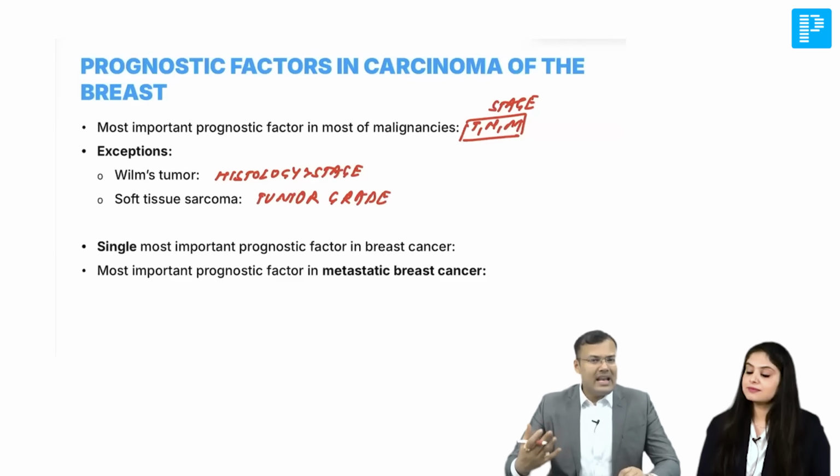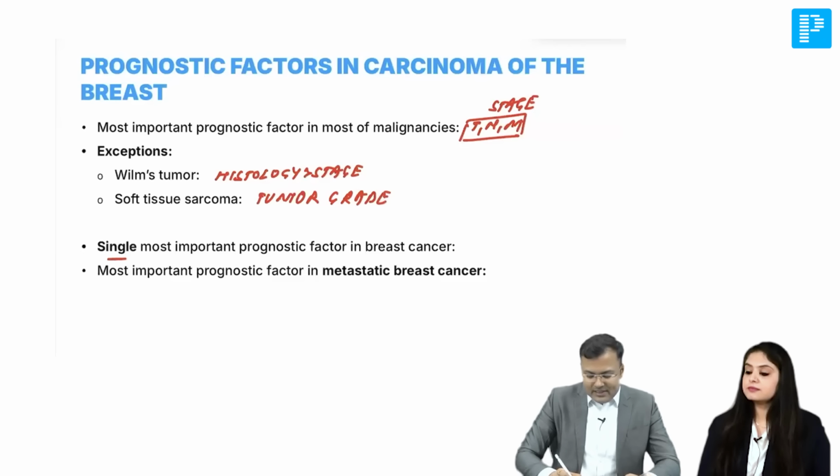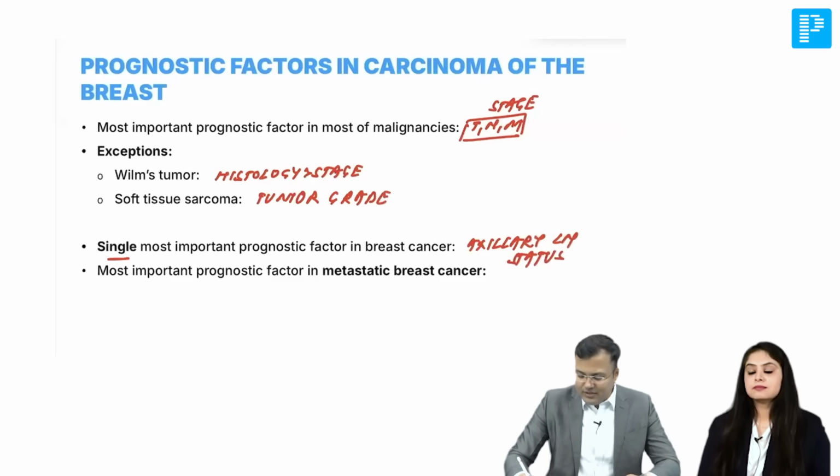You know, in adenocarcinomas, the most common route of spread is lymphatic. So it's the lymph node status. Even in colorectal cancer, that is adenocarcinoma, the single most important prognostic factor is lymph node status. So here also, the single most important prognostic factor in breast cancer is axillary lymph node status. And what is the most important prognostic factor in metastatic breast cancer?